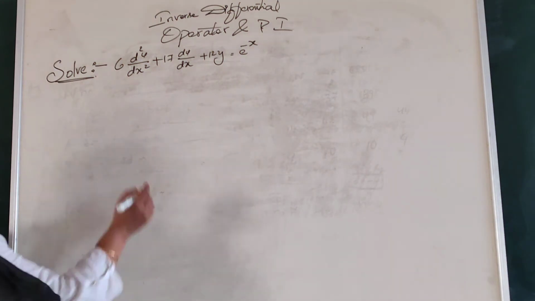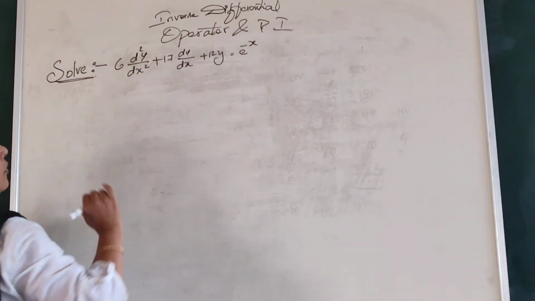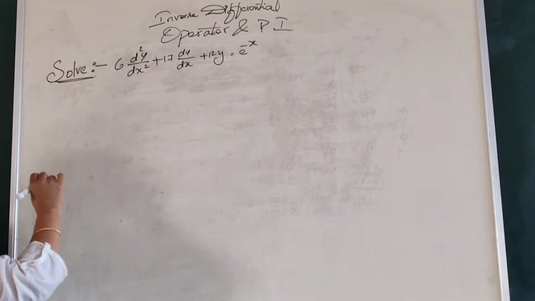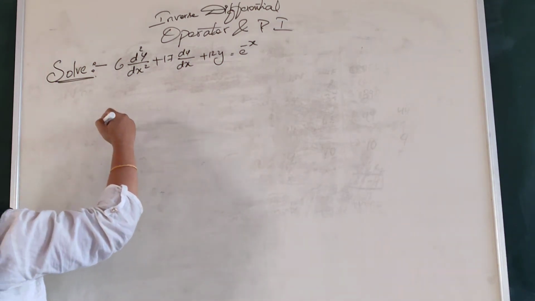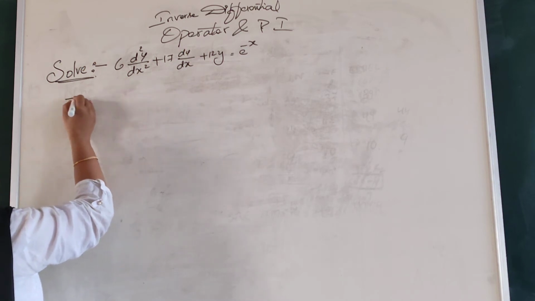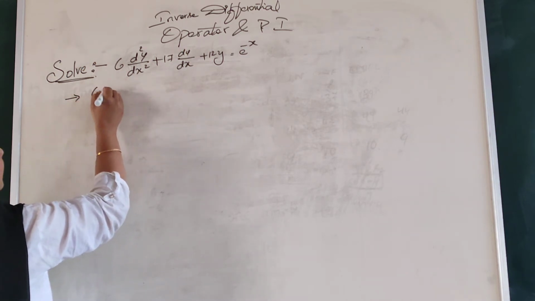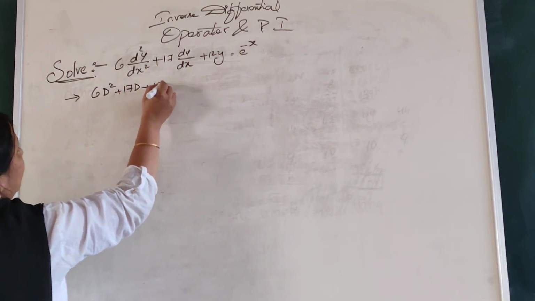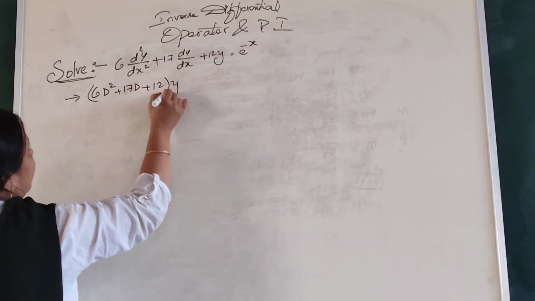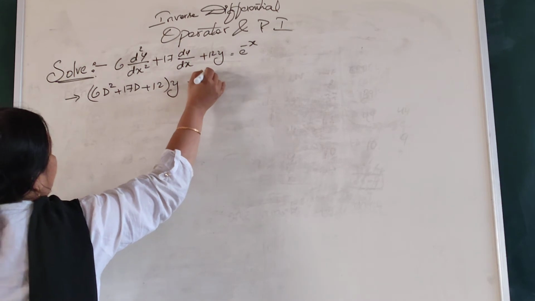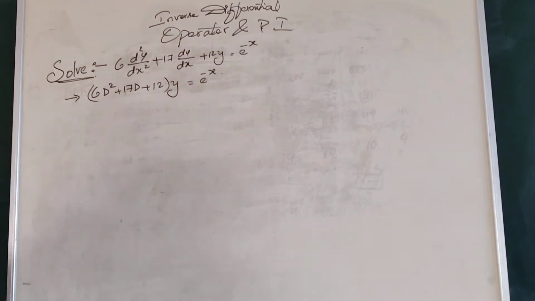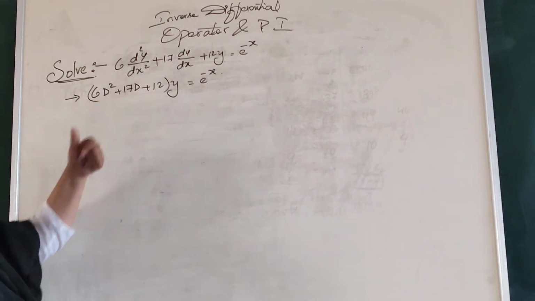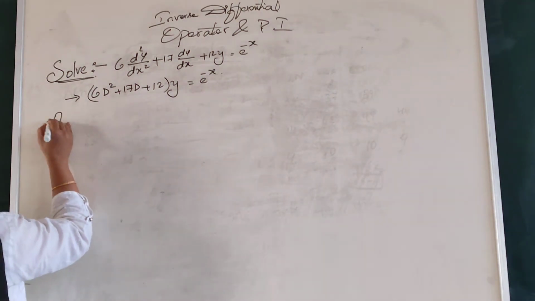Anyways, so you are going to find yc, that is the complementary function, in the same method how we have done in the previous case. So the first step is to put it in the operator form. It will become 6d square plus 17d plus 12 into y is equal to e to the power minus x. So what is the f of d here? This is said to be our f of d.